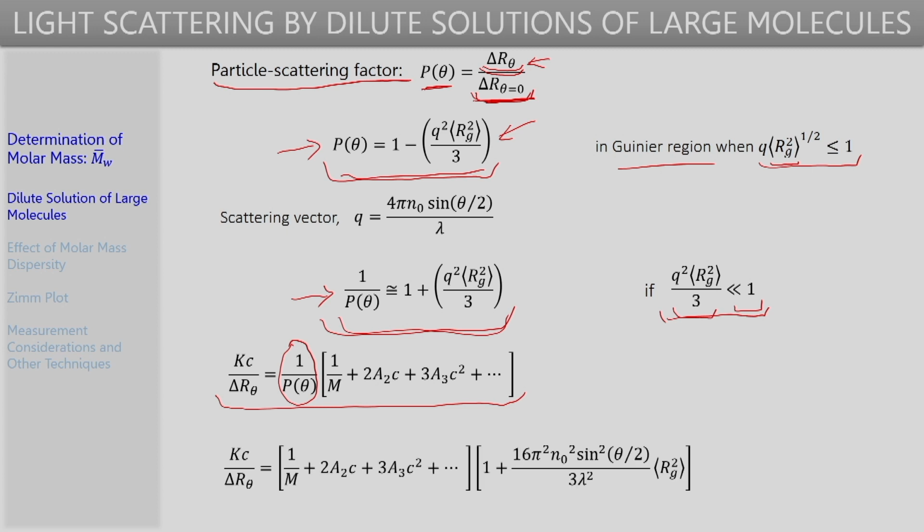We can just substitute this quantity here instead of 1 over P(theta), and q is given by this expression. So, that substitution, along with the substitution of this in place of 1 over P(theta), gives us this term. The overall expression for static light scattering from a dilute solution of large molecules is what is presented here.